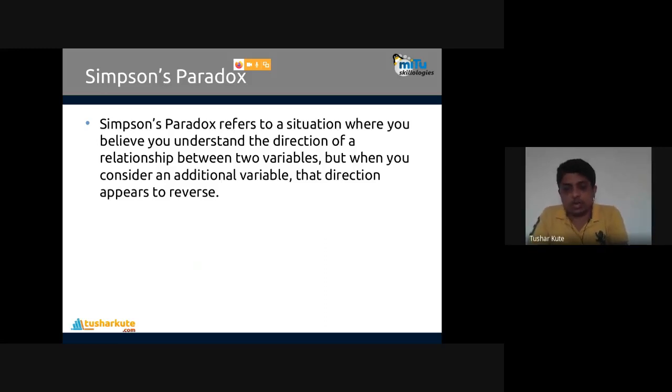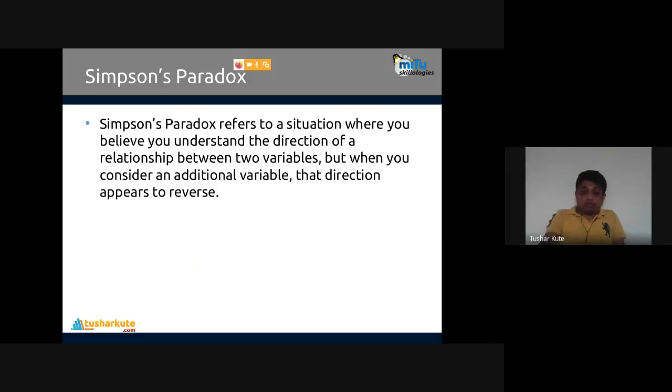How is it possible? Both variables are in one direction: one is incrementing, the second is also incrementing. But if a third variable is considered, the direction appears inverse. It becomes inversely proportional after that. This situation we call Simpson's paradox. Simpson identified this paradox, which is why his name is given here.